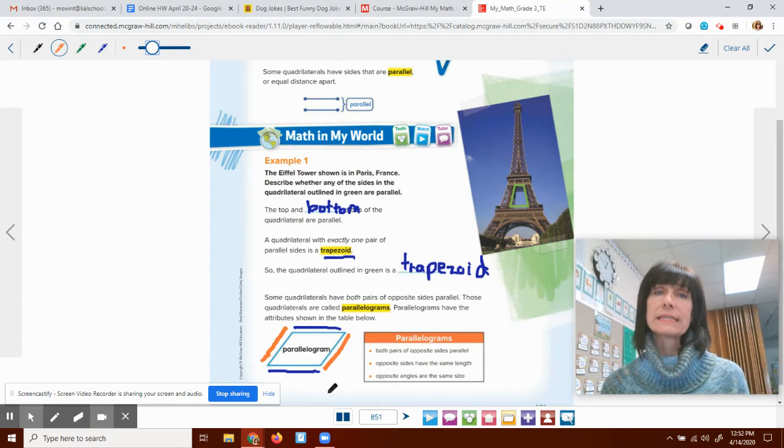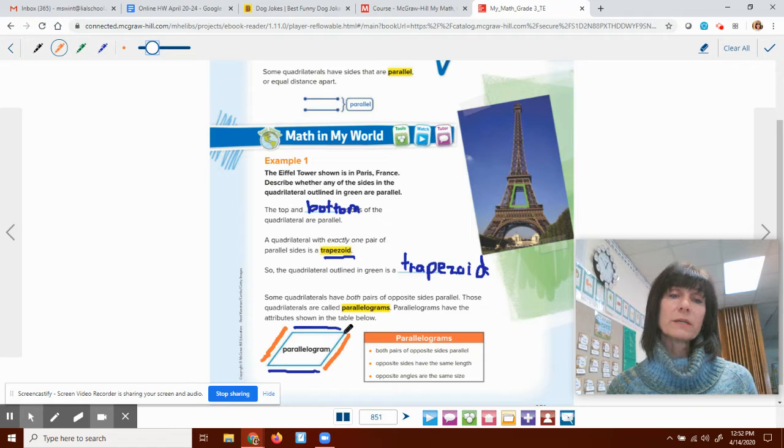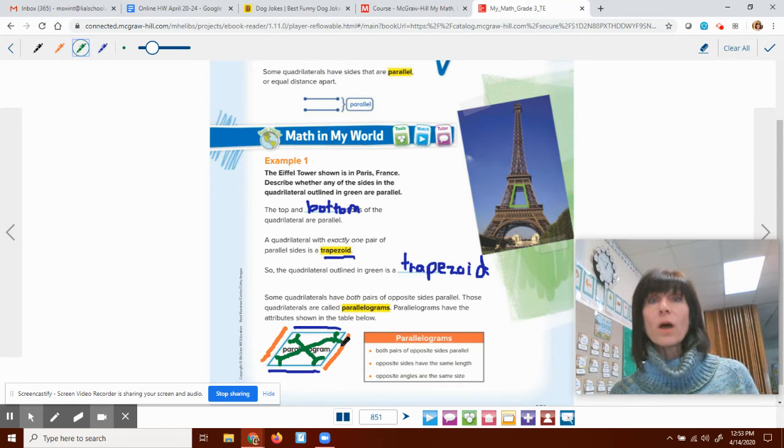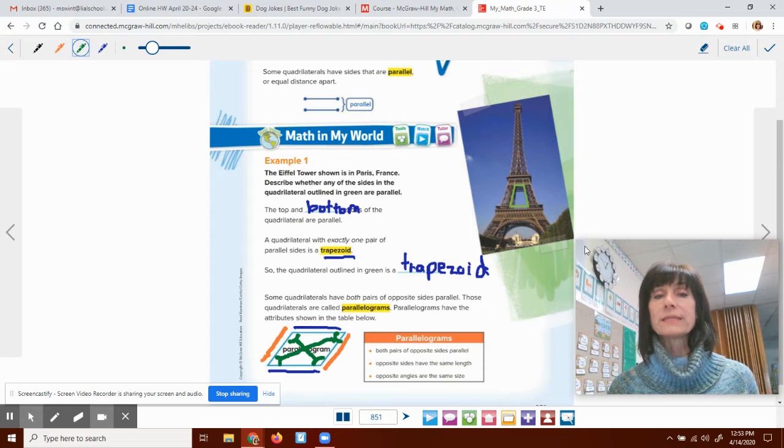Opposite sides have the same length. So if I measured from here to here, it'd be the same length as here to here. My top and bottom would also be the same length. Opposite angles are the same size. So if I measured, and we do this in green, the angle that's here and the angle right across from it, these two angles would be the same. If I measured this acute angle, or a less than right angle, here and the angle that's right over here, I'd measure the same. They'd be the same size.